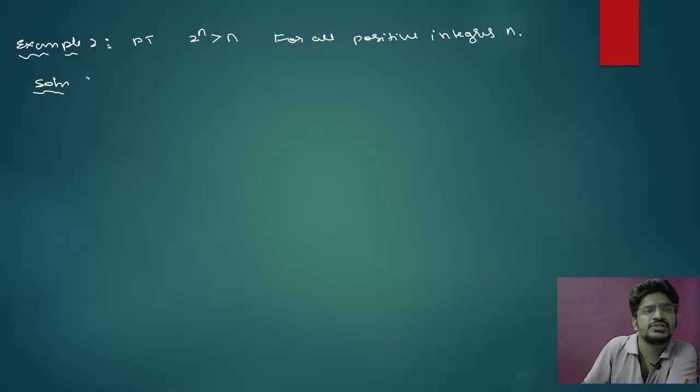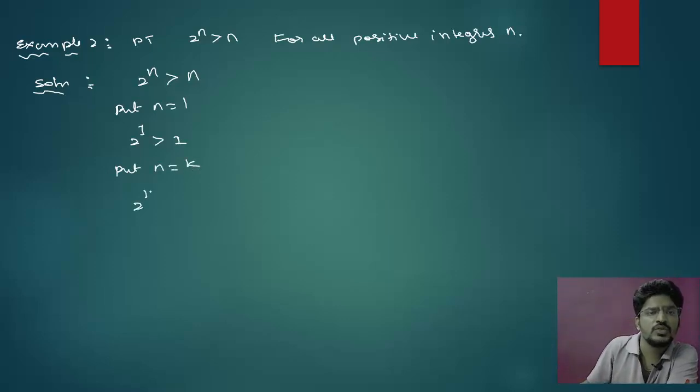Okay. So while solving, you just see what is the given function: 2 to the power of n is greater than n. First put n is equal to 1. What are you going to get? 2 to the power of 1 is greater than 1. It is true. Next put n is equal to k. What are you going to get? 2 to the power of k is greater than k.